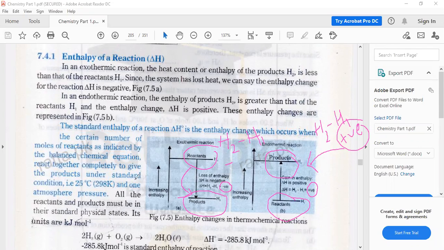According to the definition of the enthalpy of the reaction, here you can see the standard enthalpy of the reaction is the enthalpy change which occurs when a certain amount of the moles of the reactants as indicated by the balanced chemical equation. You must remember that there must be a balanced chemical equation. React together completely to give the product under standard conditions. So when you are going to check about the enthalpy of the reaction, you must keep the conditions standard.